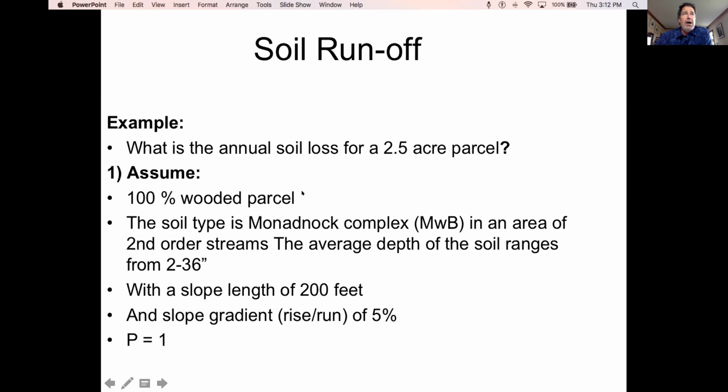Okay, assume 100% is wooded. The soil type is a Monadnock complex, MWB. What does this B mean?